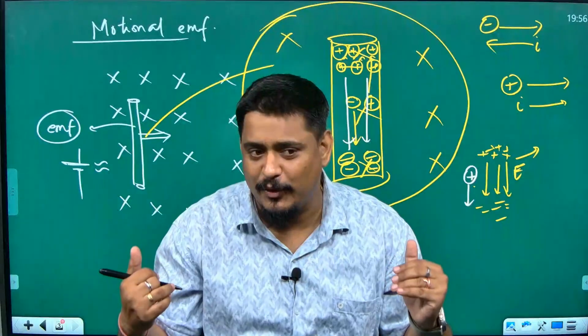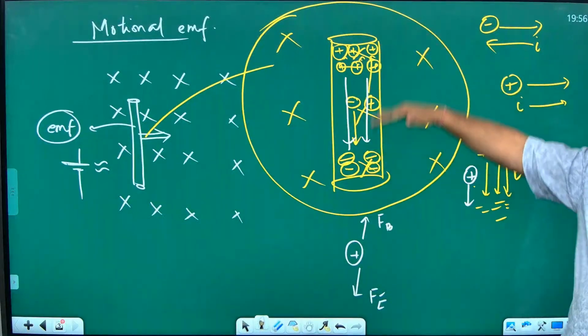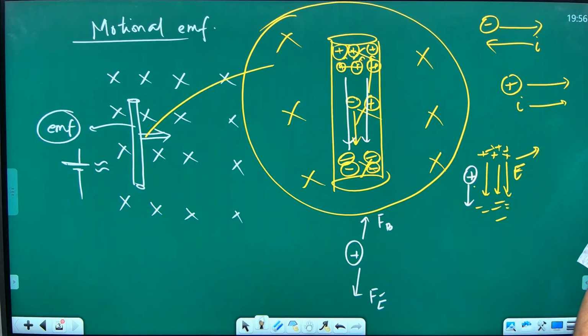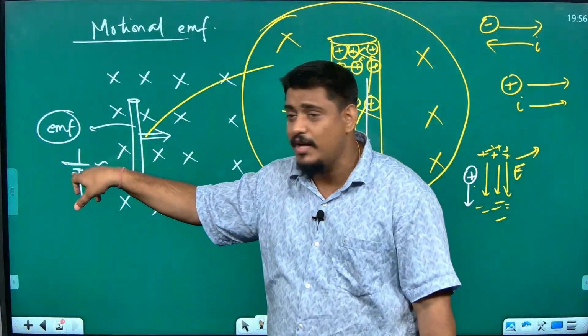I hope you get my point. So now, positive charge, negative charge, what does it look like? A battery. What is there in a battery? Positive end, negative end, right? That is why I told you a moving rod in a magnetic field behaves equivalent to a battery.